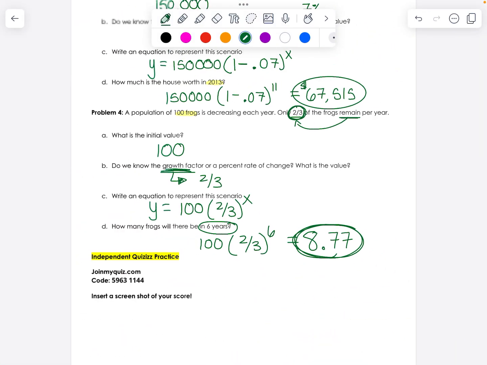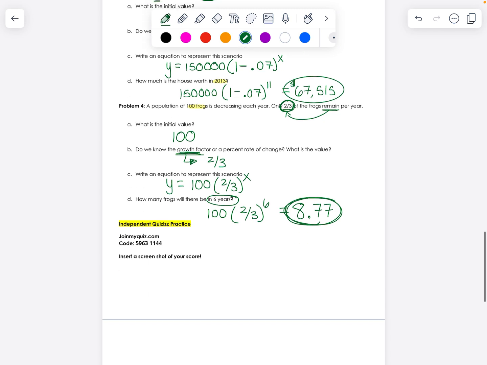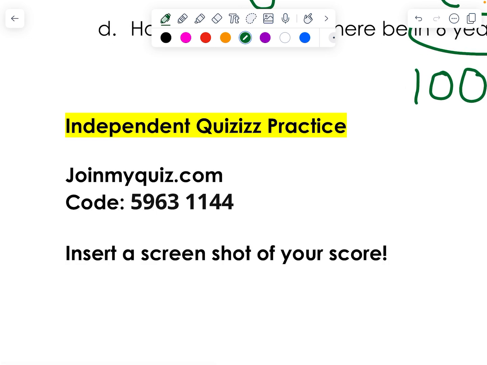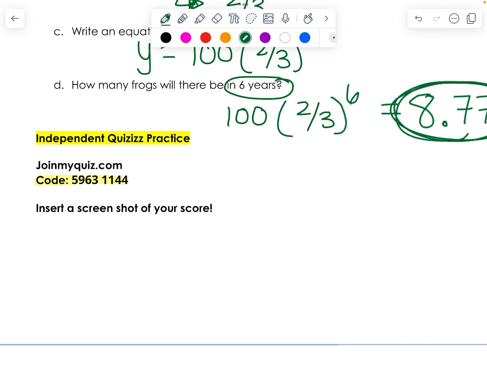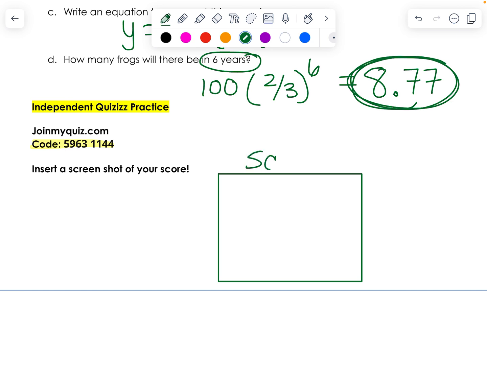Okay, hopefully this was a little helpful to clear up the difference between growth factor and percent rate of change. You do have an independent quizzes practice, so you can go to joinmyquiz.com and type in the following code, or there is also a link on Canvas. You can just click the link. You have as many attempts as you want. Please make sure you screenshot your score and I will give you whatever you give me. So 10 out of 10, 5 out of 10, it's your choice, it's your life.